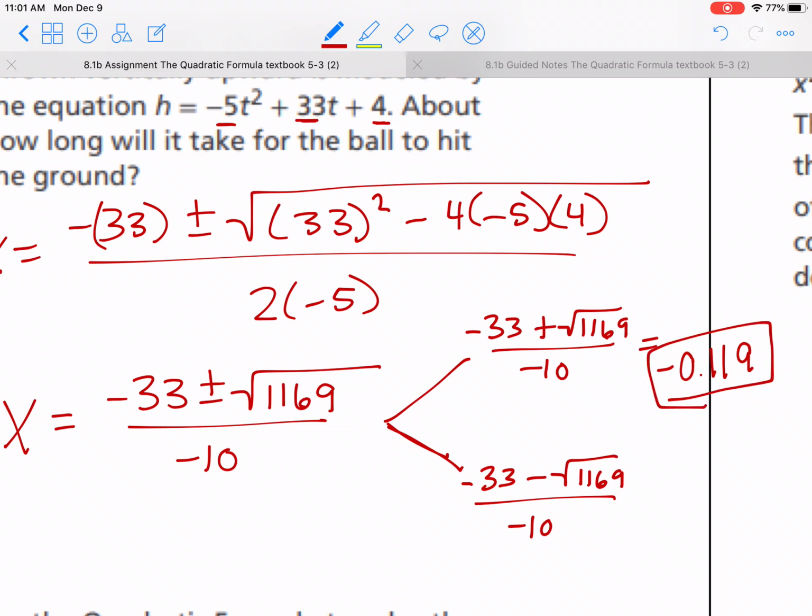This one is the backwards in time answer, isn't it? Negative 0.119 seconds for the ball to hit the ground. Doesn't make sense in the story, so I'm going to ignore that one. Hopefully this one ends up being positive. Let's try it. Negative 33 minus the square root of 1169. Then I hit enter, divided by negative 10. Whoops, I made a mistake. Sorry, let me type the whole thing again. Divided by negative 10.